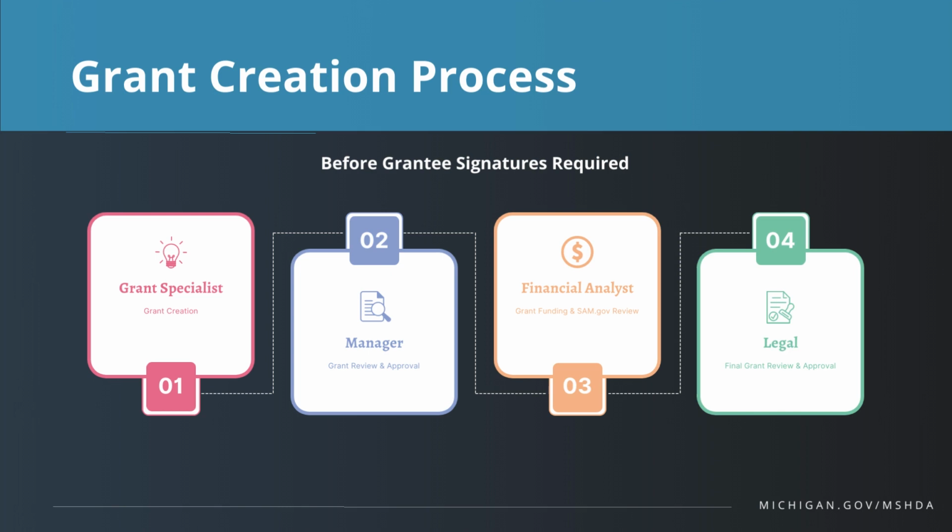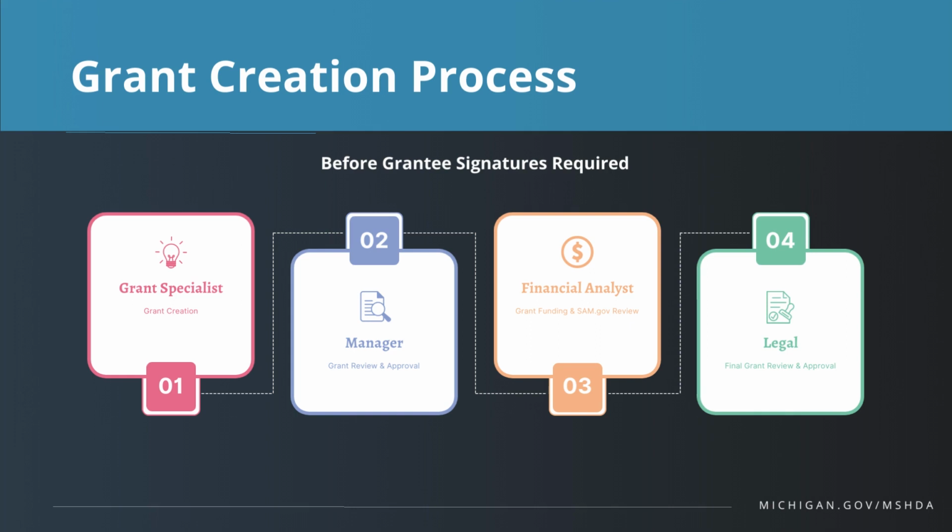Once the manager receives the grant, the manager reviews and verifies the grant. The manager will either approve the grant or send it back for modifications, providing feedback to the grant specialist as needed. If the grant is correct, the manager will send it to the financial analyst for grant funding.